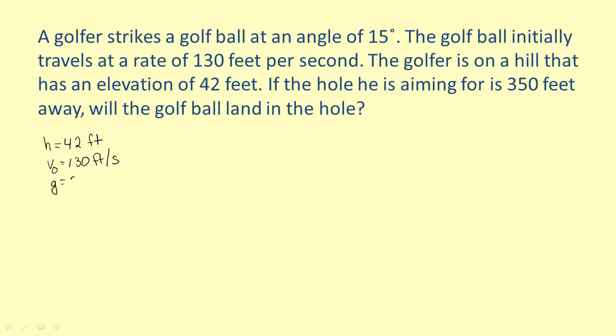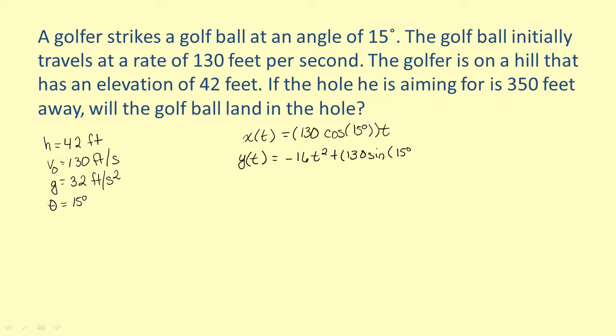Since the units in this problem are all given in feet and feet per second, let's use g equals 32 feet per second squared for gravity. Finally, we can write theta equals 15 degrees since that is the angle at which the golfer strikes the ball. Let's set up our equations. In the first equation, we can substitute 130 in for v0 and 15 in for theta. In the second equation, we can substitute 130 in for v0, 15 in for theta, and 42 in for h.